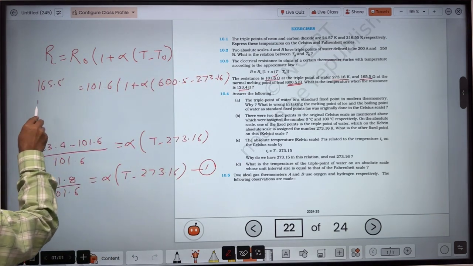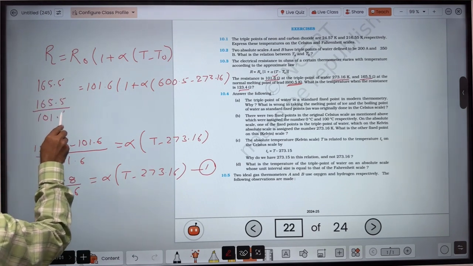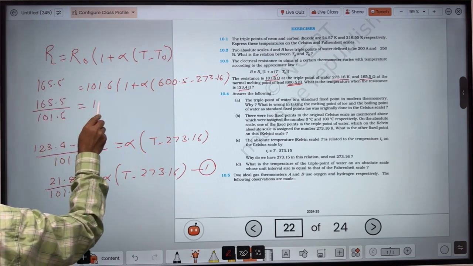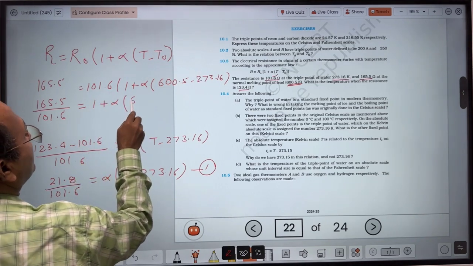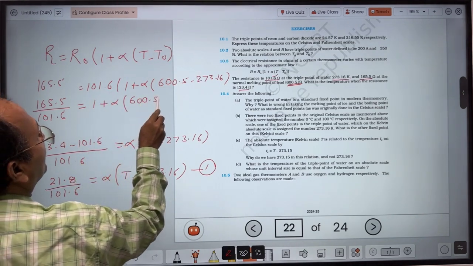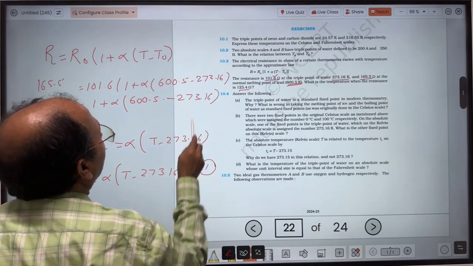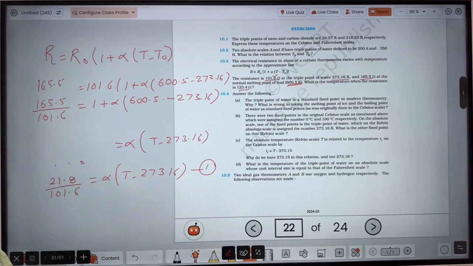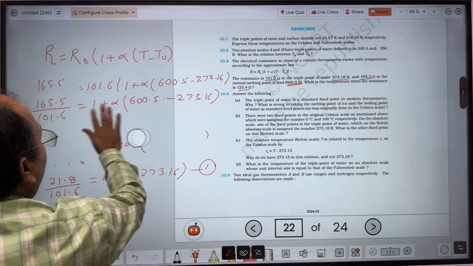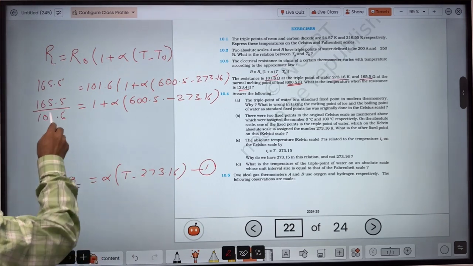So take this here, 165.5 divided by 101.6 is equal to 1 plus alpha, and this you can subtract 600 minus 0.5 minus 273.16. You can calculate, this is a simple calculation. So from here we can get the value of alpha. One more line I am writing, then later on you will do other things.